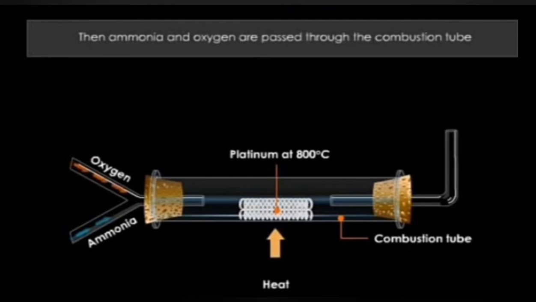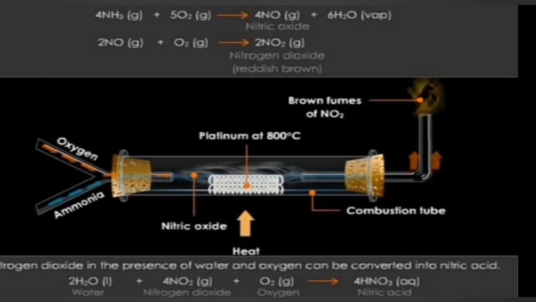Then comes the second step. So we do the oxidation of nitric oxide. Now when we oxidized ammonia, we get that 4NH3, that is the gas, plus 5O2 gas will give us the nitric oxide. Now when we oxidize this nitric oxide further, then we get nitrogen dioxide, that is reddish brown fumes. So this is done in the oxidation chamber at 50 degrees Celsius temperature.